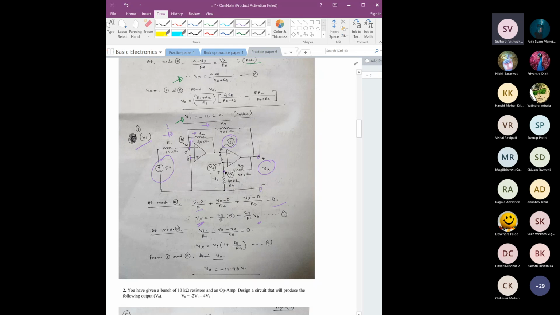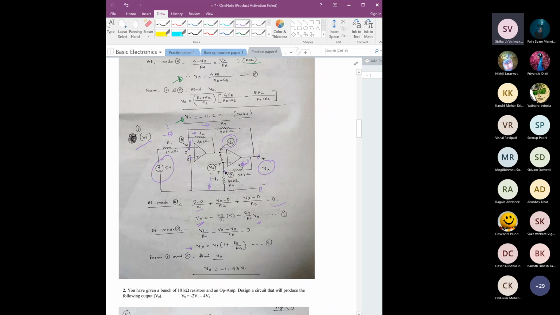So if this is V output and the resistance we know, then we can find the current flowing through this 40 kilo ohm resistance. And this current cannot be supplied from this op amp, so this current has to come from this path only. So it is V output by R4. This current would be equal to V naught minus Vx by R5. This is equal to 0. Just simple KCL.